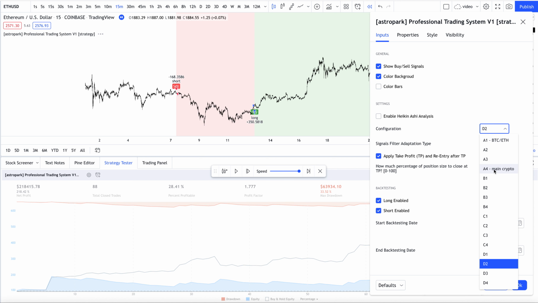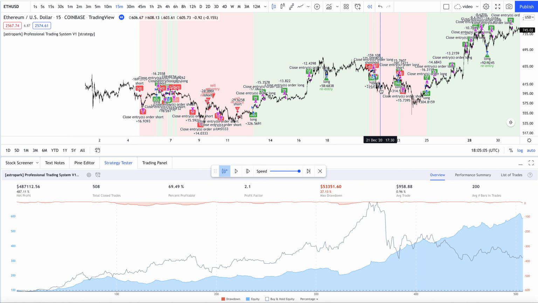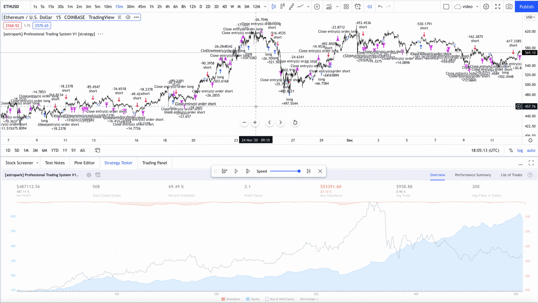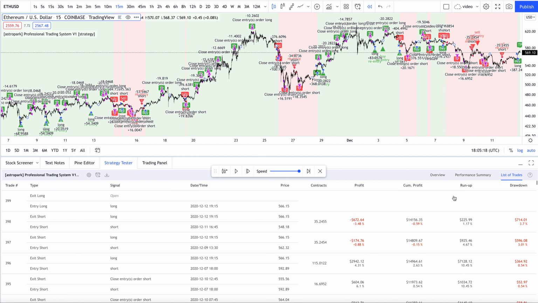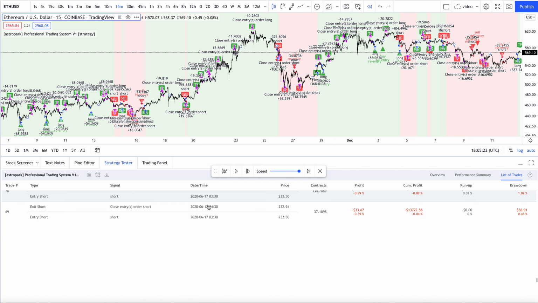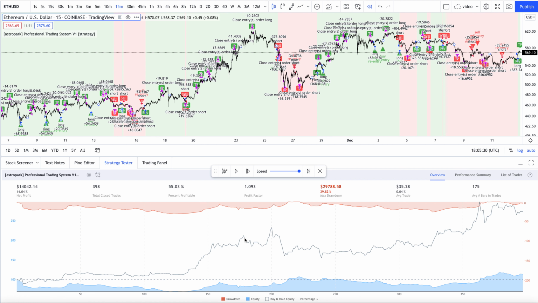Okay, let's skip this C2. Okay, we are now here. Sorry, guys. And yeah, let's see what happens if we change. Okay, from here, let's say. Okay, so now we are backtesting, basically from December 2020 till May, so 6 months, another 6 months.